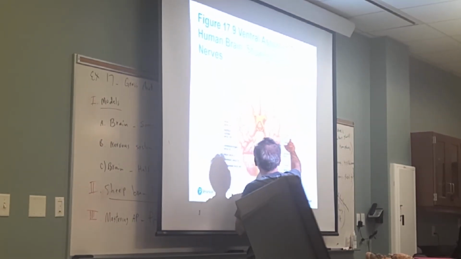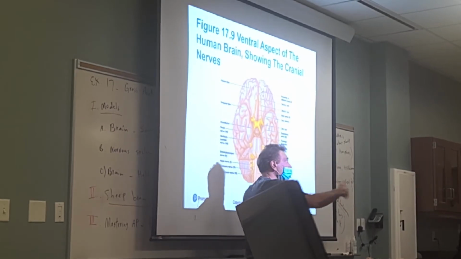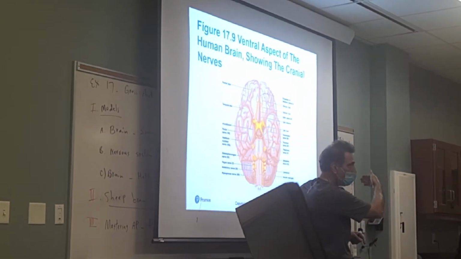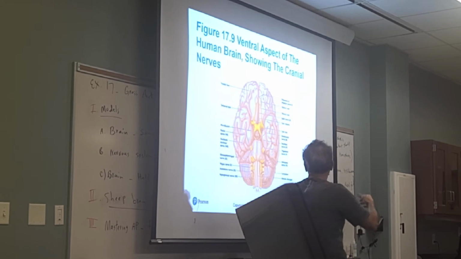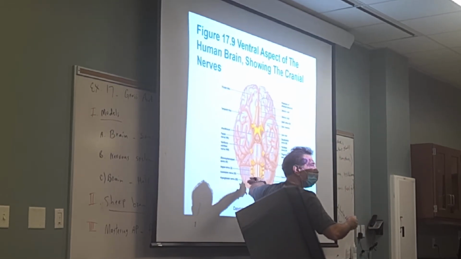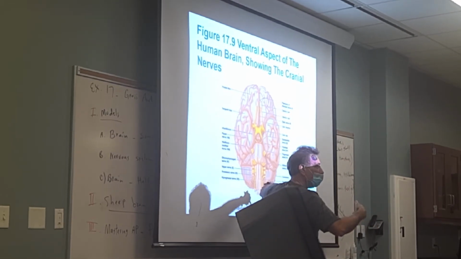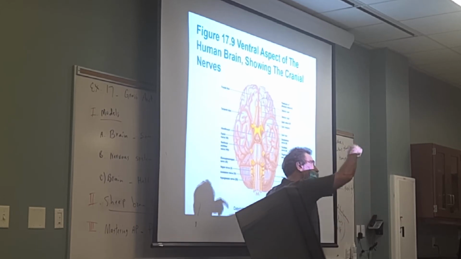Number 3, oculomotor nerve. And we're going to go over the function of each in the lecture. First, remember, these are on what? These are on the outside, right? That's part of the peripheral nervous system. That's for the first exam.